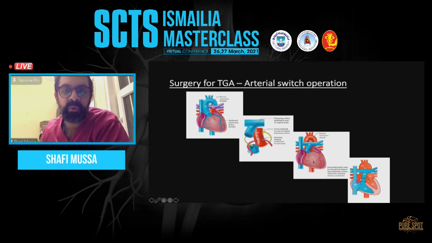The usual patch material used to reconstruct the pulmonary artery is autologous pericardium, which is taken at the beginning of the procedure.